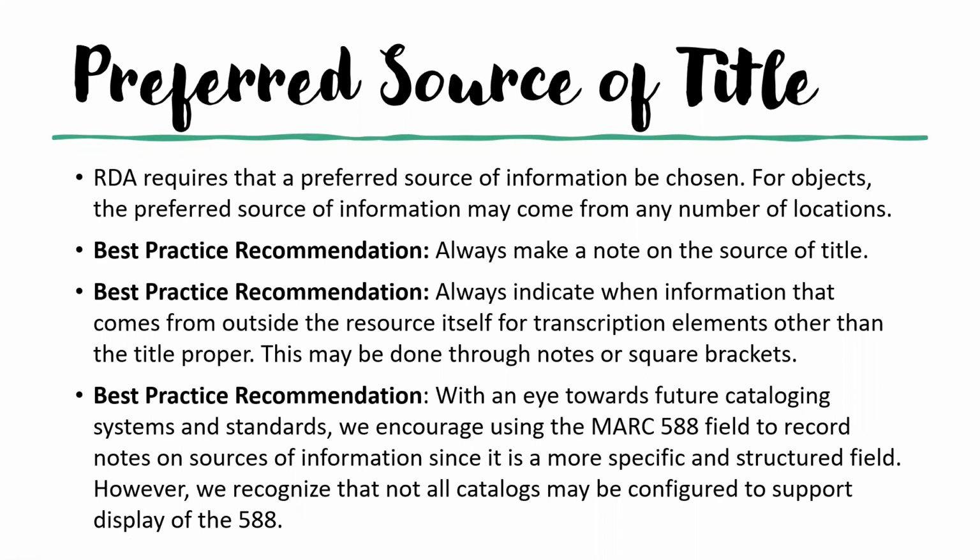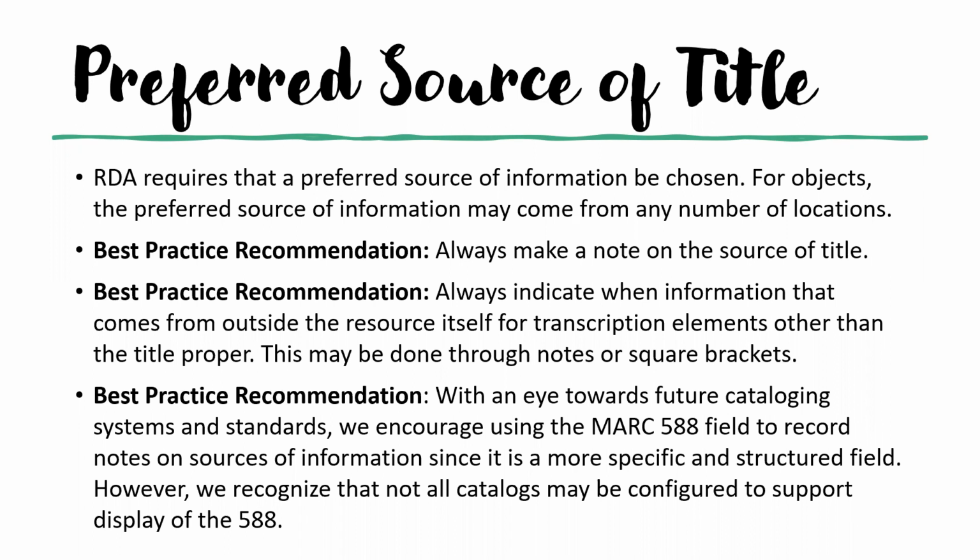So the first recommendation is always make a note on the source of title. Second recommendation is always indicate when information comes from outside the resource itself for transcription elements other than the title proper. And this may be done through notes or square brackets. And then the third recommendation is with an eye towards future cataloging systems and standards, we encourage using the MARC 588 field to record notes on sources of information, since it is a more specific and structured field. However, we recognize that not all catalogs may be configured to support display of the 588. In the records that I'm going to show you, there will be 588s for each item.